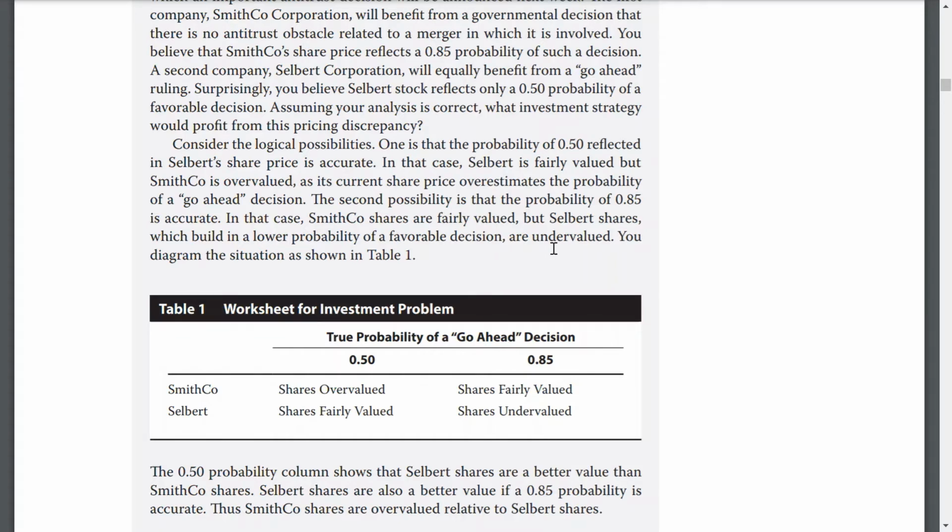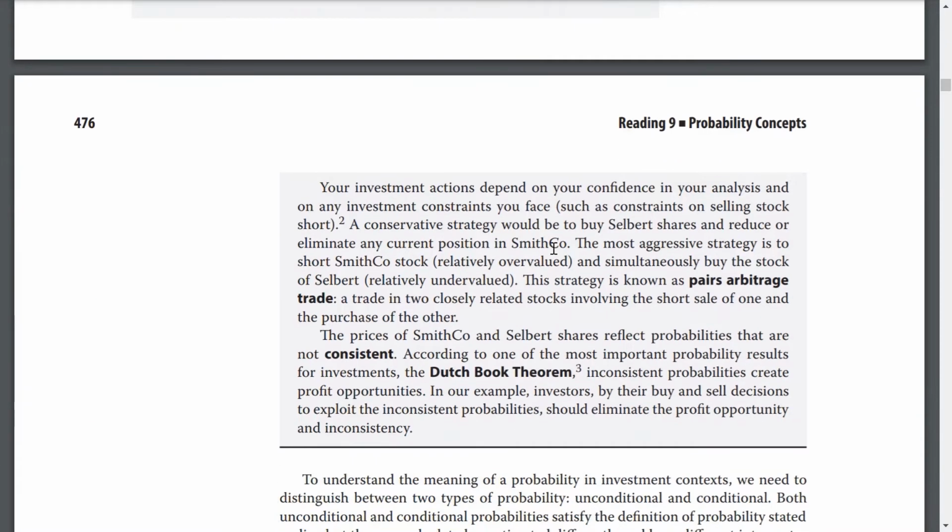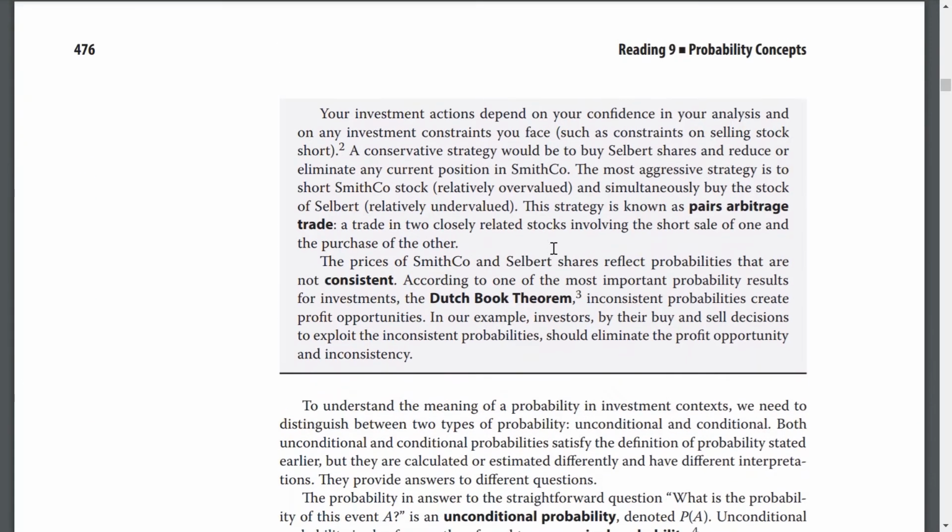The 0.5 probability column shows that Selbert shares are better valued than the Smithco shares. Selbert shares are a better value if a 0.85 probability is accurate. Thus, Smithco shares are overvalued relative to Selbert shares. Your investment actions depend on your confidence in the analysis and on any investment constraints you face, such as constraints on selling stock short.